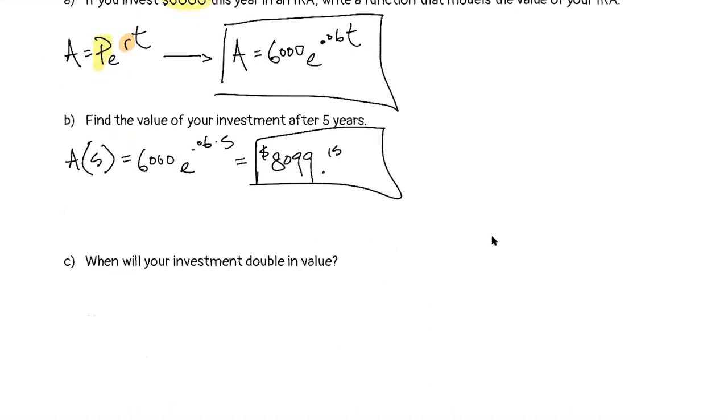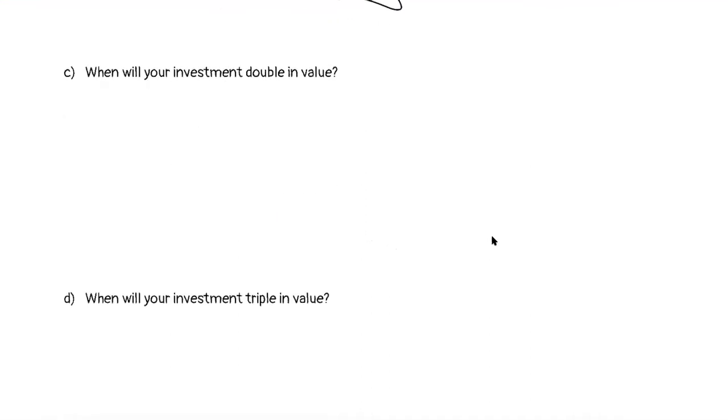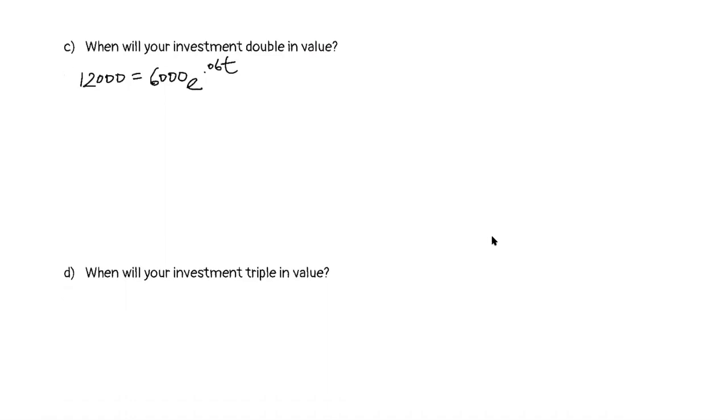All right, this is the last example. The same two questions come full circle from the beginning of our lesson: when will it double, and when will it triple? So when will it double? We have 12,000 equals 6,000 e to the 0.06t. And when we said that it was going to triple in value, we replaced the 12,000 with an 18,000.